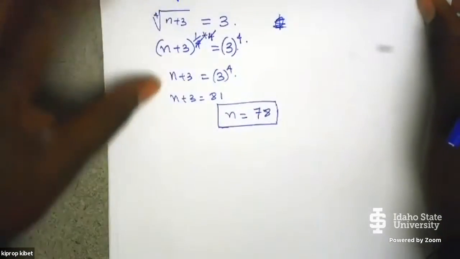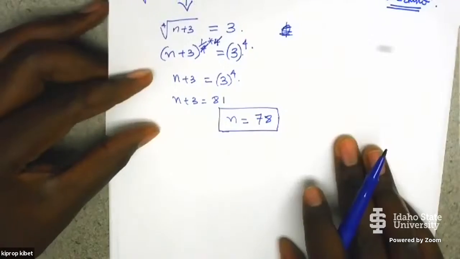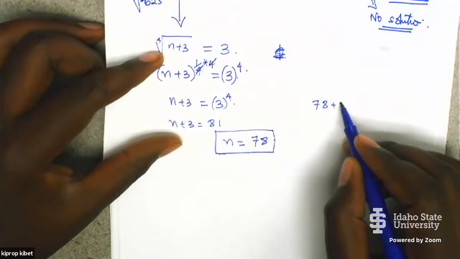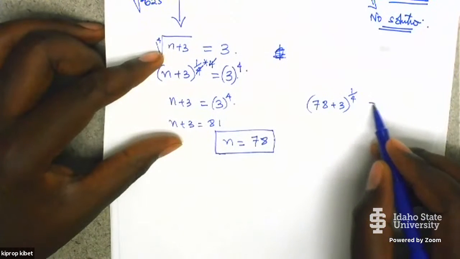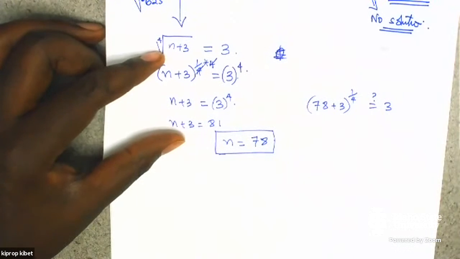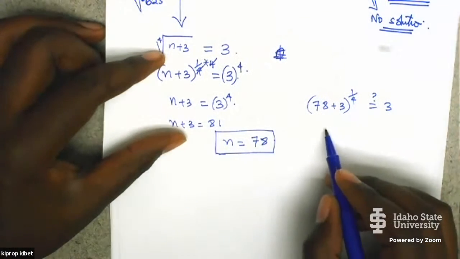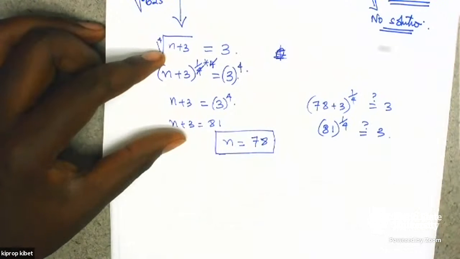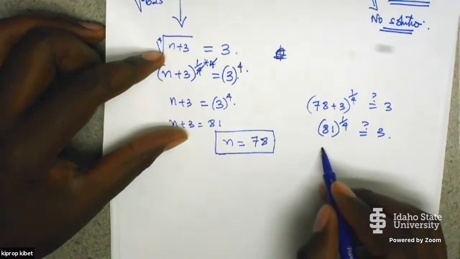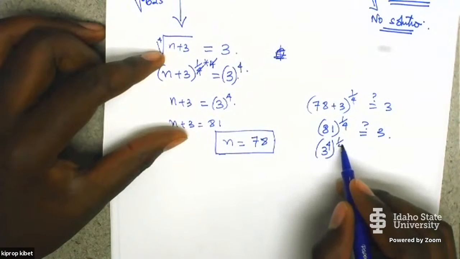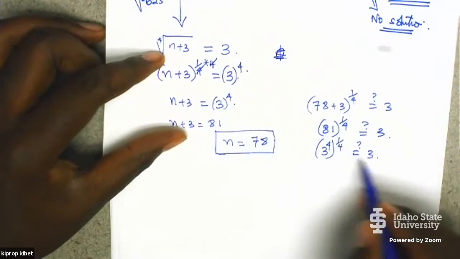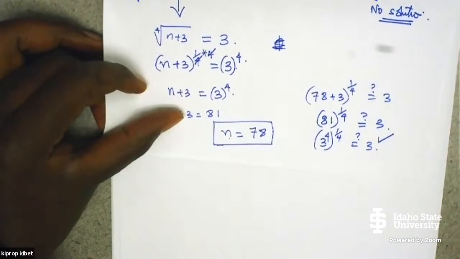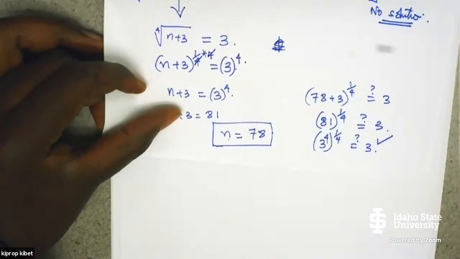So you need to go back and check whether you're actually getting the right thing. When you put 78 back, 78 plus 3 raised to 1 over 4, is it giving us 3? 78 plus 3 is 81, right? Raised to 1 over 4. Is it giving us 3? This one is 3 raised to 4, and when you raise it to 1 over 4, will you get 3? Yes. So it is correct. So our n is 78. Any question?